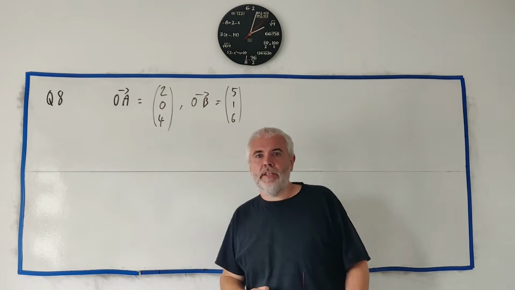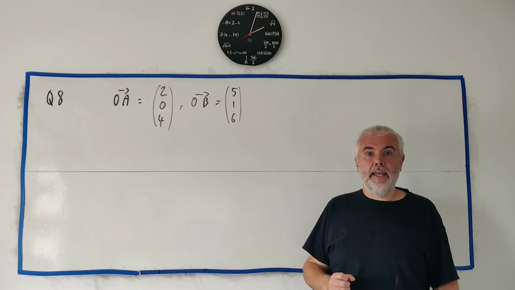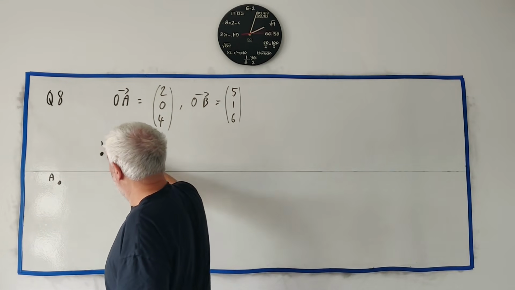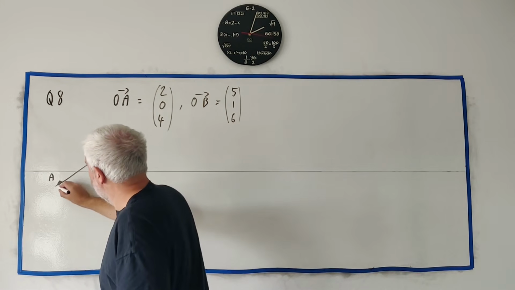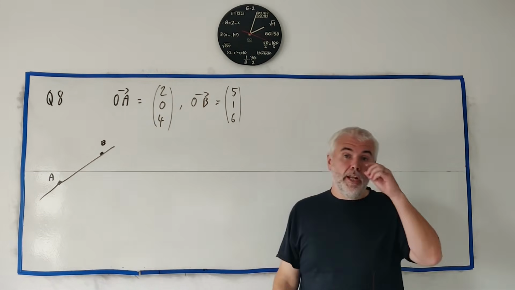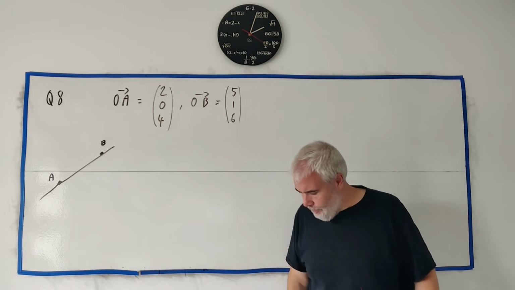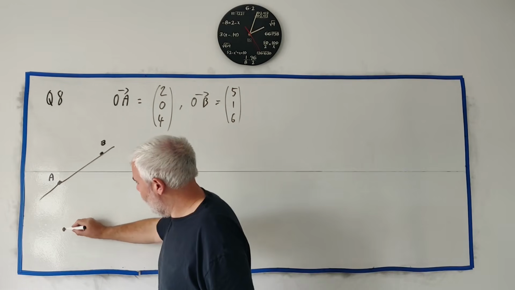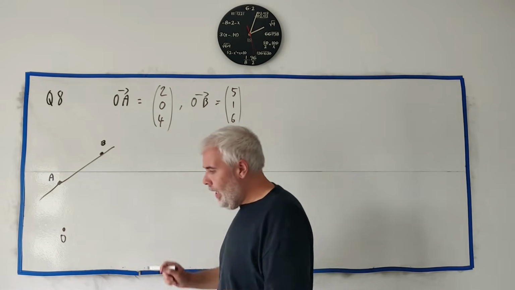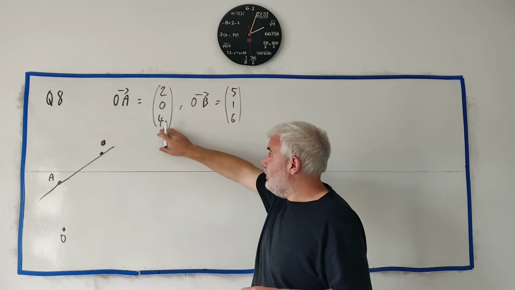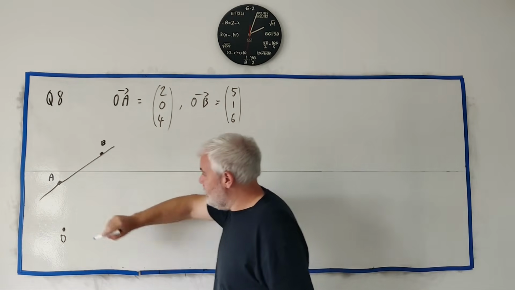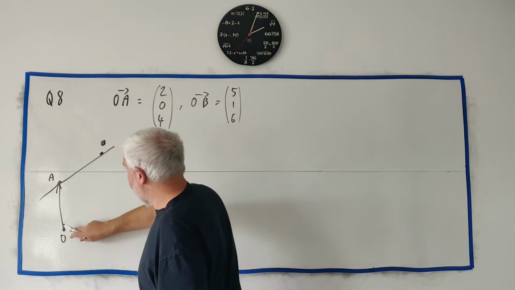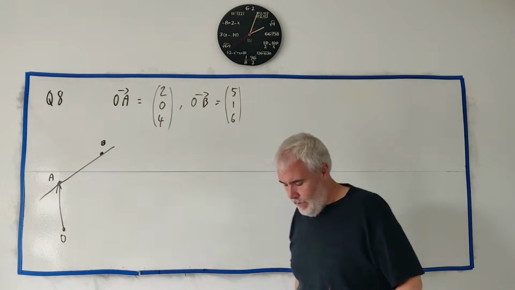Okay, with these 2 points, they tell us that a line passes through them. So let's draw point A and point B. A line passes through them like that. They would like the equation of that line. Now, just to remind you how to do it, we have a 0 point, an origin here. This vector they've given us is the vector between 0 and A. And this vector is between 0 and B.